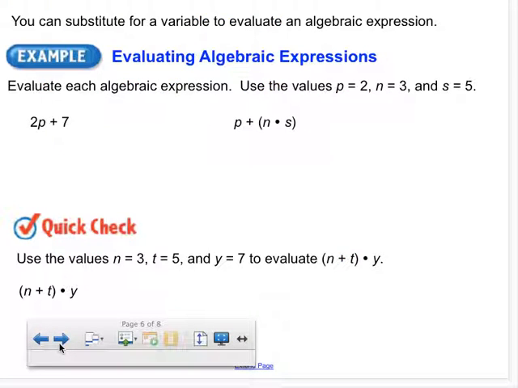Now, what you're doing here, you can substitute for a variable to evaluate an algebraic expression. If you take a look at the example, we're going to evaluate each expression using these values: p equals 2, n equals 3, and s equals 5. So here's the first step. You're going to rewrite these algebraic expressions by substituting these variables with the numbers they give you so that you have a numerical expression. Then it's just like the warm-up. Do you guys understand?